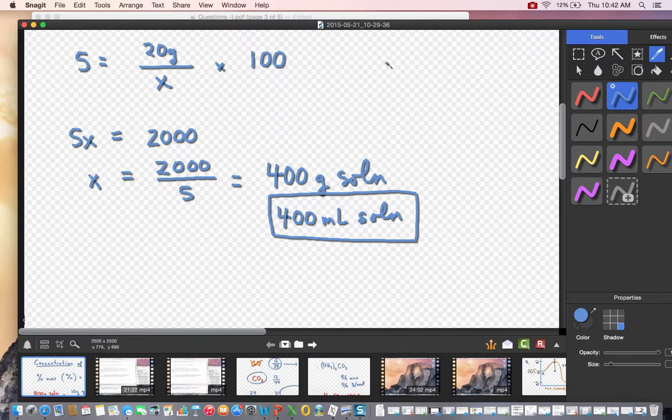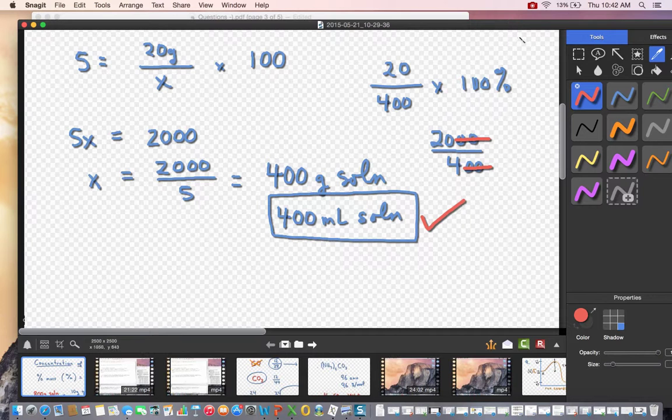In other words, 20 over 400 times 100% should be equal to 5. So that means 2,000 over 400 should be equal to 5. I could cancel 2 zeros from the numerator, 2 from the denominator, and 20 over 4 indeed is 5. So I know my answer now makes sense.